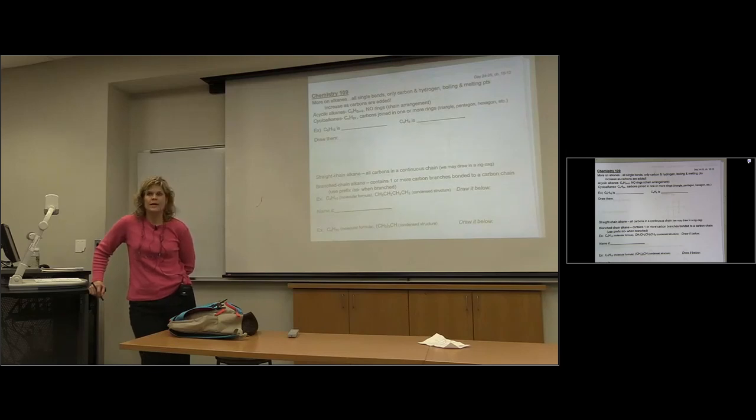What is an aldehyde? C double bond O to H. What is a carboxylic acid? C double bond O, OH. I've already done amide, haven't I? What's an amide? C double bond O to N. What is a ketone? C double bond O between two C's. Good. Did I miss any? I don't think I did. I think that's it. Okay.